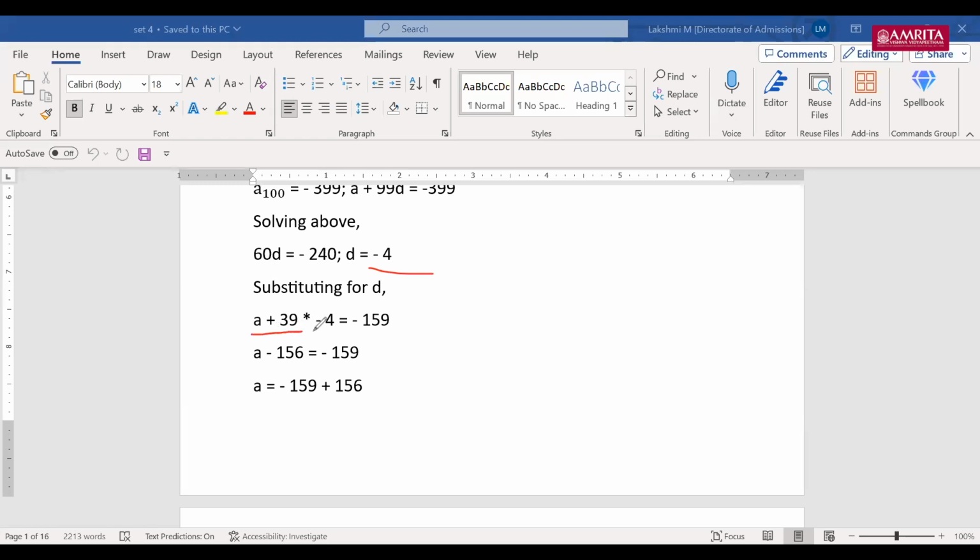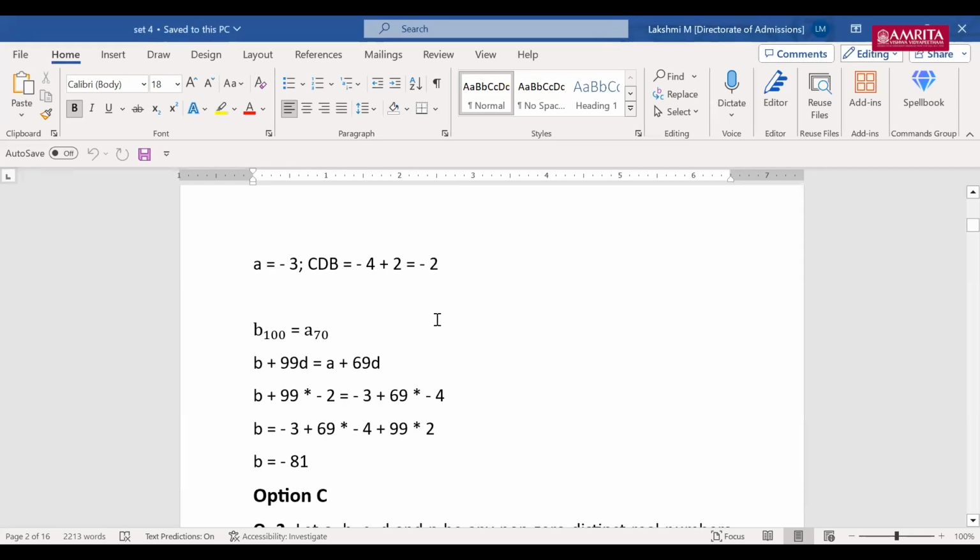I'm going to substitute it in A plus 39D equal to minus 159. So 39 into minus 4. So A is equal to minus 159 plus 156. Here I was able to get the value of A easily. So after D, I got the value of A as minus 3.